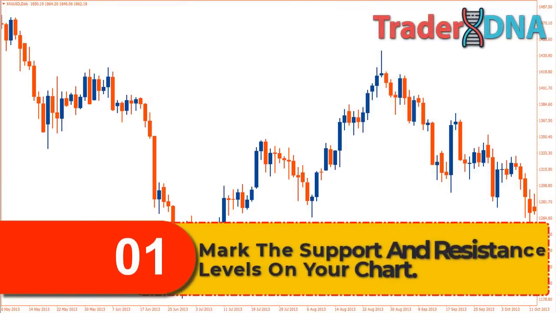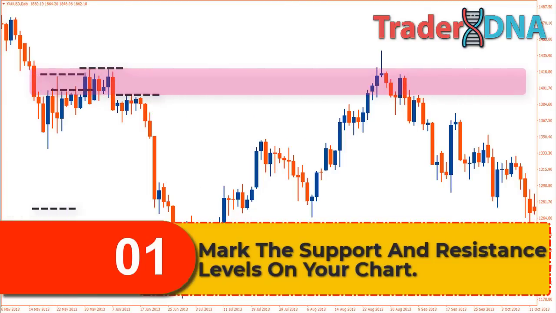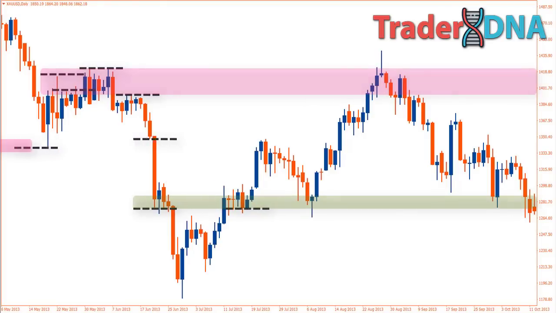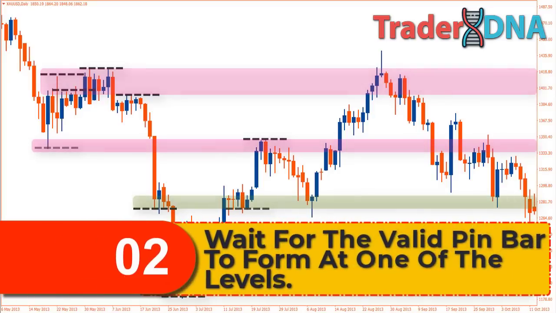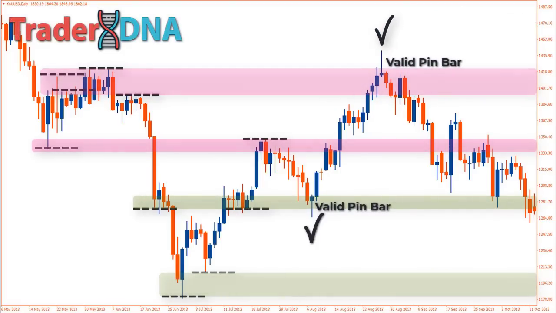Step 1. Mark the support and resistance levels on your chart. Step 1 in trading pin bars at levels of support and resistance is to mark all the levels you plan on using to watch for entries into trades on your chart. Step 2. Wait for the valid pin bar to form at one of the levels. When the market comes back to one of the levels you've marked, you're going to want to see a valid pin bar form. To avoid trading low probability pins, I suggest you only trade the valid pin bars.